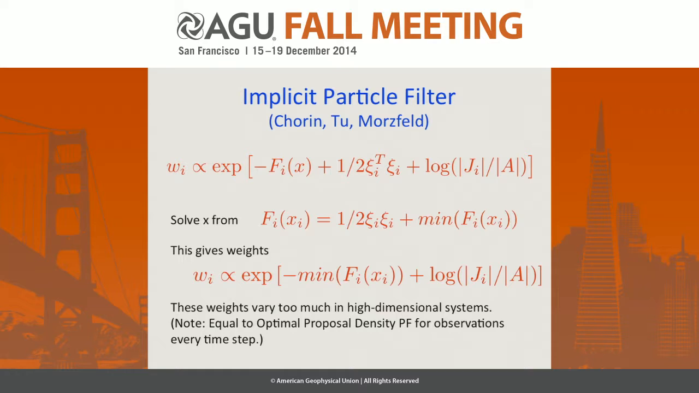But you see is that the weights end up being the minimum of this f plus this Jacobian term. It turns out for high dimensional systems with a lot of observations that these weights still vary too much. So we have to do something better.